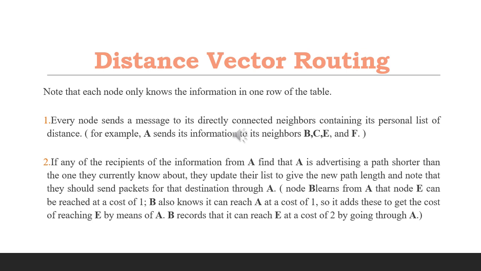Node B learns from A that node E can be reached at a cost of 1. B also knows it can reach A at a cost of 1, so it adds these to get the cost of reaching E by means of A. B records that it can reach E at a cost of 2 by going through A.